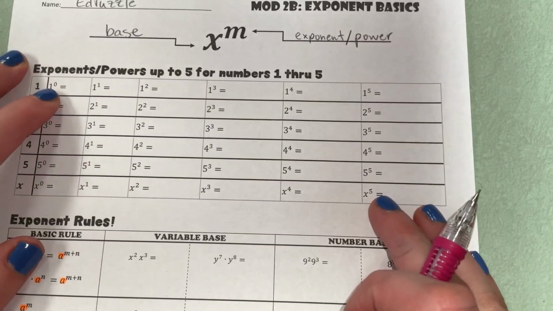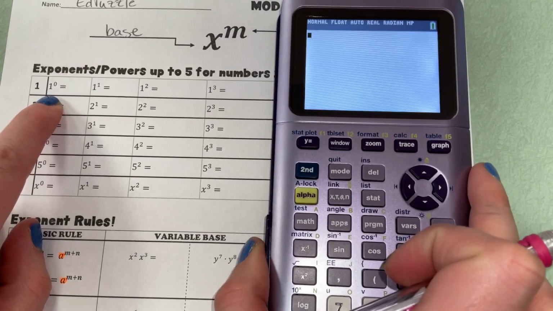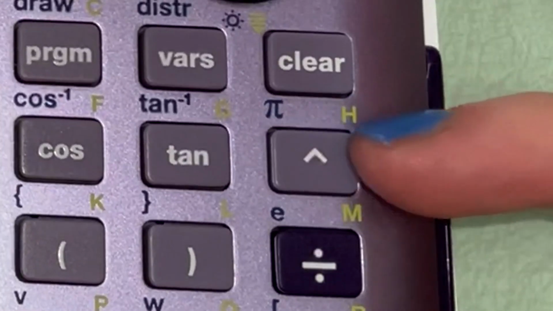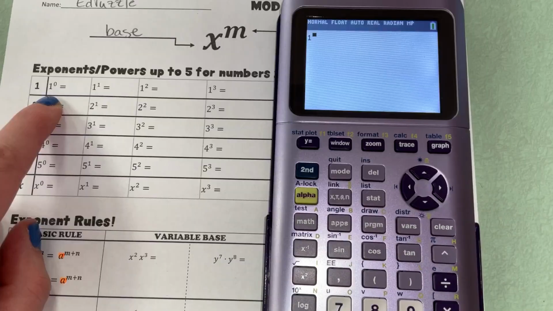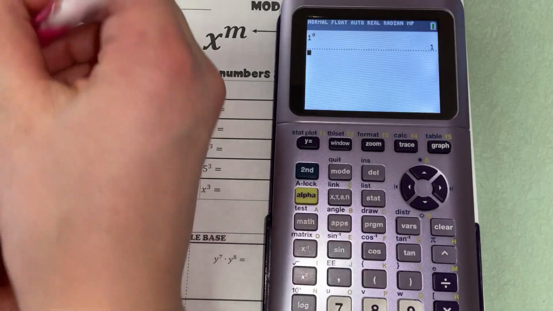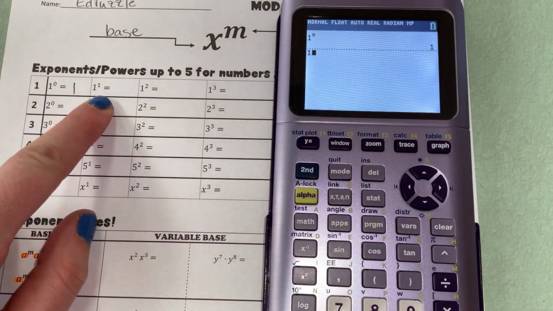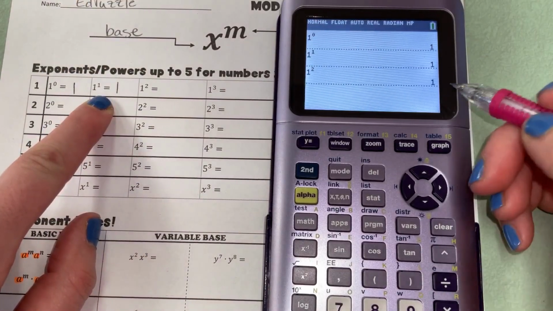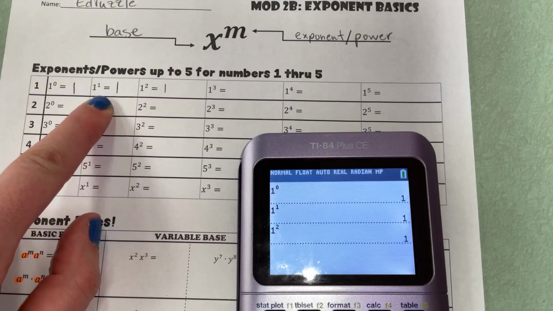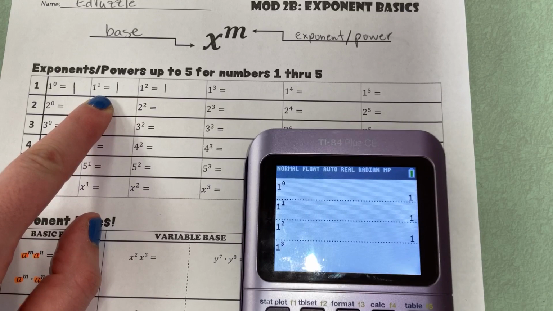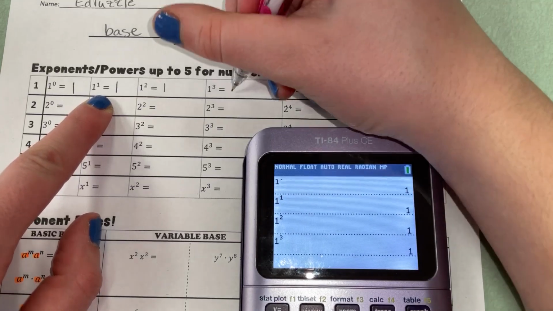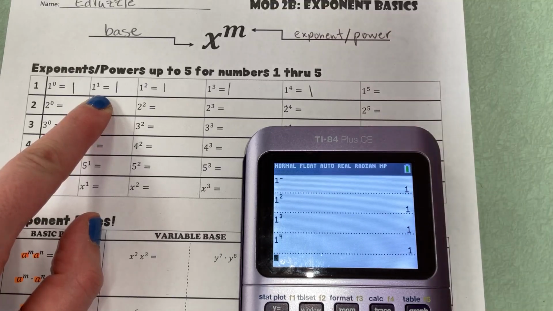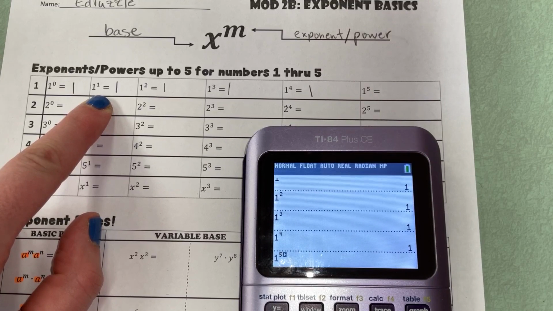All right, so in my calculator, if I want to do this first one, 1 to the 0 power, I'm going to type the number 1, and then this button right here, the one that is above the division sign, this gives you the exponent, and I'm going to put a 0 in there, and look at that, I get the number 1. Then 1 exponent 1 gives me the number 1. 1 exponent 2 gives me 1. 1 exponent 3 gives me a 1. 1 exponent 4, and my answer is 1. Then 1 exponent 5, and what do you think that gives you?